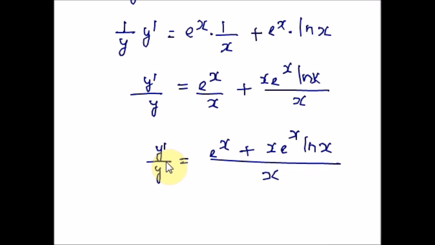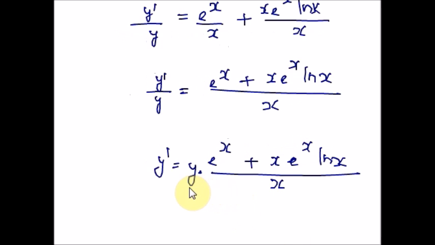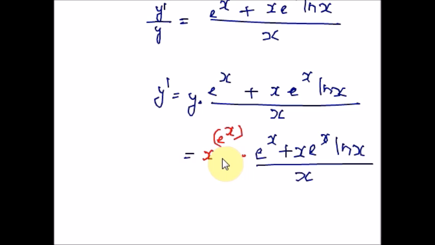Multiply both sides of the equation by y. Now we are going to back substitute the value for y. y is equal to the given function, so I'm going to replace y by x raised to e raised to x. Now combine the powers of x. So I'll get x raised to e raised to x minus 1.